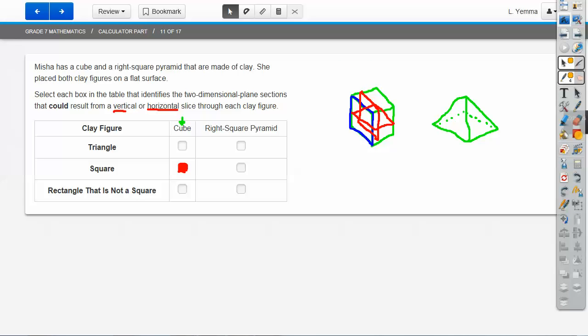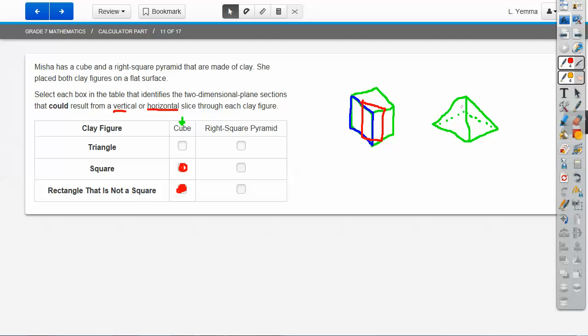This face is going to be a square because it is parallel to the face on the front and the face on the back. This cut line is also a square because it runs parallel and is the exact same size as the top and the bottom. So I'm having troubles making a triangle. There's one other cut that I can try here. Let's cut right here. Well, that's not a triangle, but it is a rectangle that is not a square. So I can do this one as well.